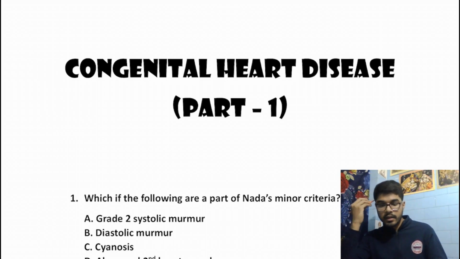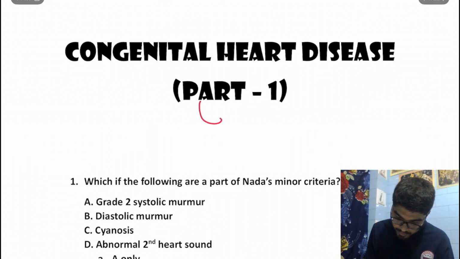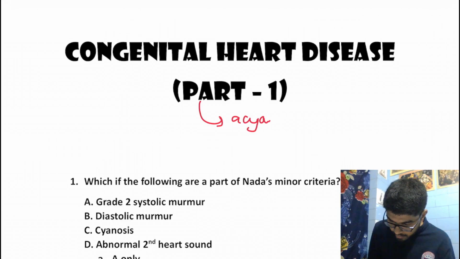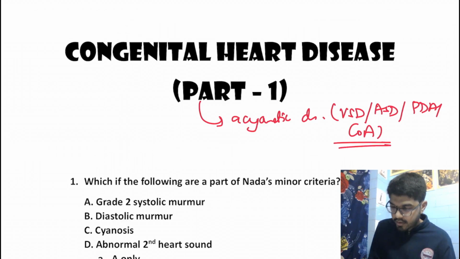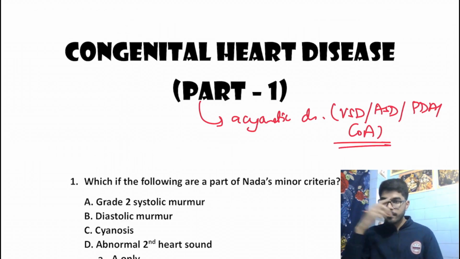Welcome everyone. In this video we shall be talking about congenital heart disease. In this part we shall be talking about the acyanotic ones, acyanotic diseases like VSD, ASD, PDA and coarctation of aorta. We shall be talking about these four diseases in this video, and in the next part we shall be talking about the cyanotic ones.